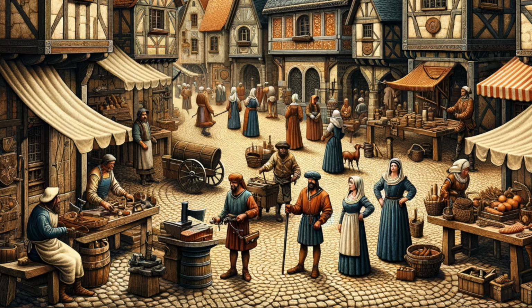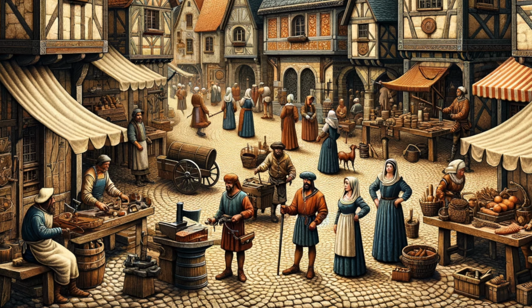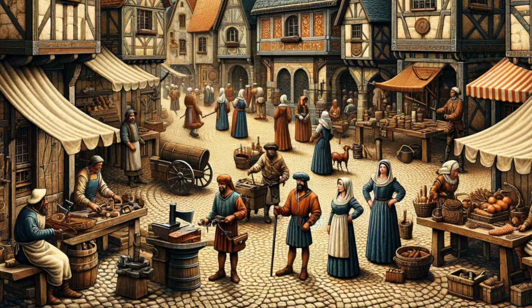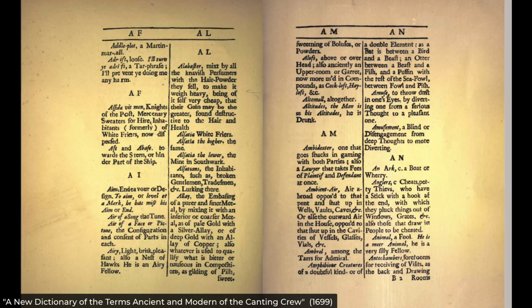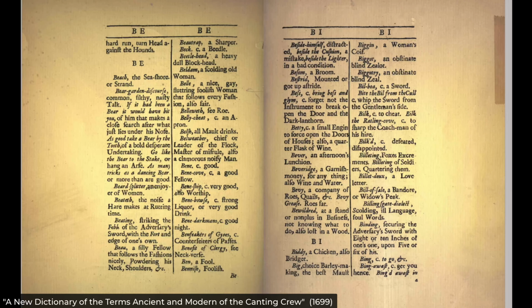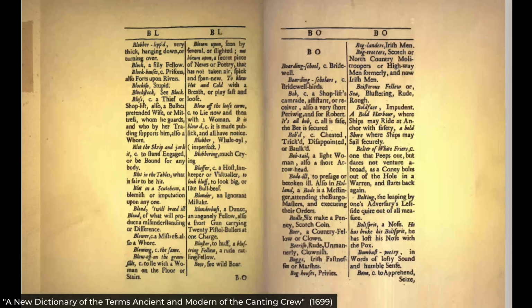The word cant actually has its origins in the late Middle Ages, and it's derived from the Latin cantare, meaning to sing. Over time, it evolved into the jargon or slang used by various groups, particularly those on society's fringes, and it helped keep their conversations private. Now, having a specialized language like this serves many purposes. It definitely has secrecy built in. You can preserve the secret meaning of things, but it's also the reinforcement of group identity.